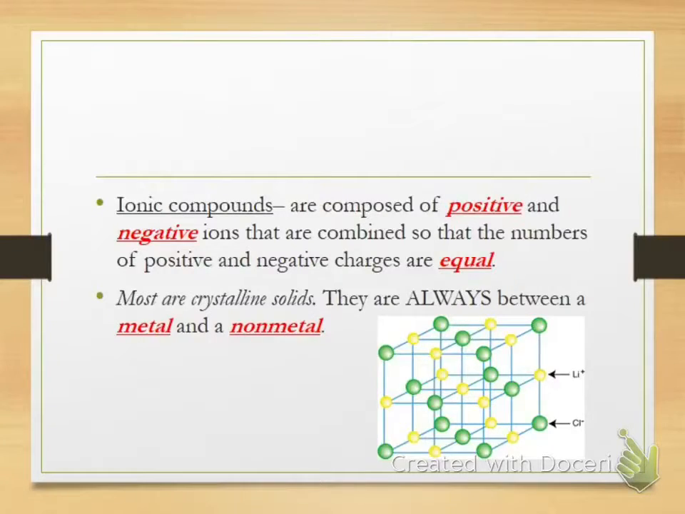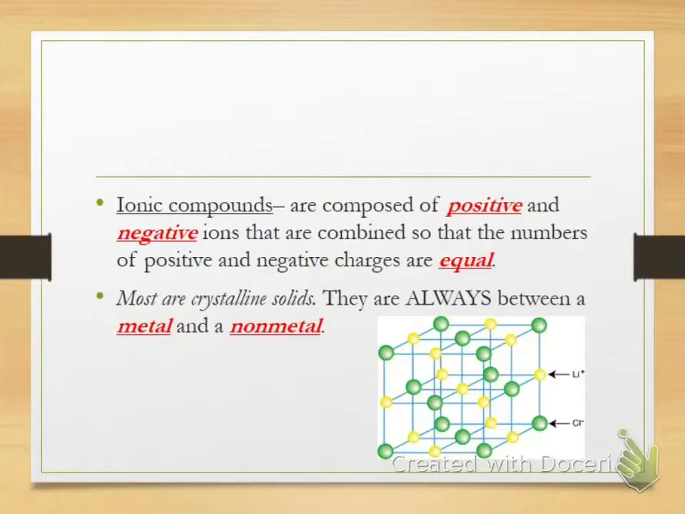So ionic compounds are composed of positive and negative ions that are combined so that the numbers of the charges are equal. So your positives and your negatives have to cancel each other out. And what are the positive ions called? Okay. All right. Most of these are crystalline solids. And it says always, but that's not true. Say most always. Add that "most" in there. They are most always between a metal and a nonmetal. In chemistry, there's always an exception, right? Very rarely will I say always, because there's usually some sort of exception.